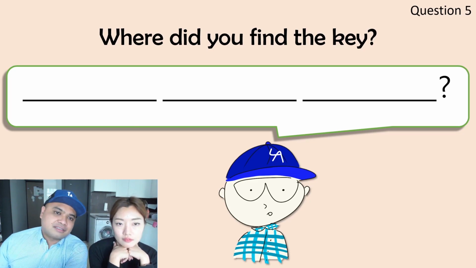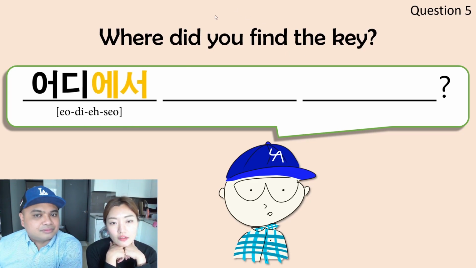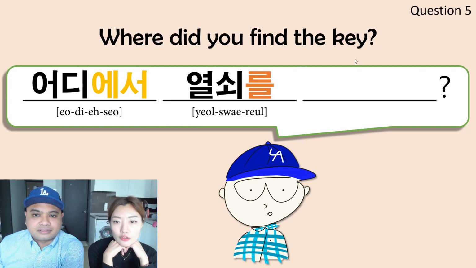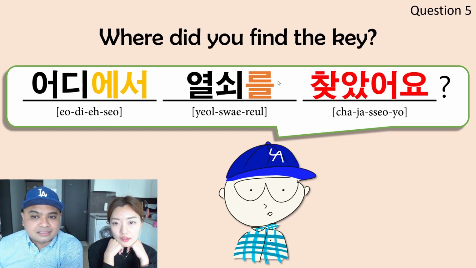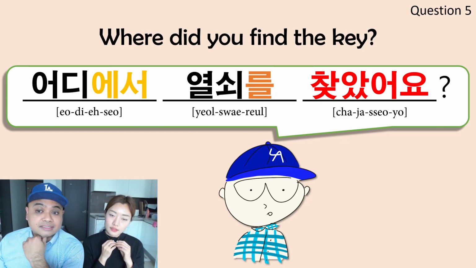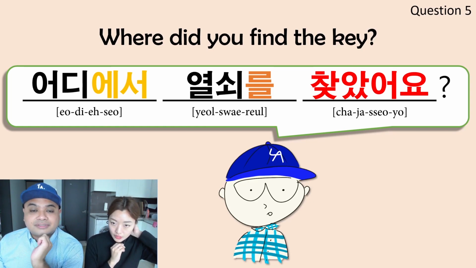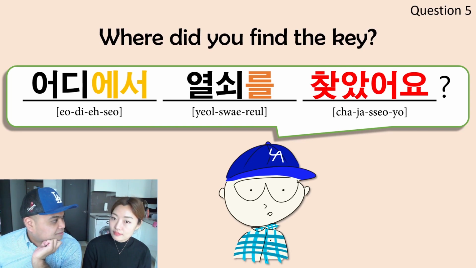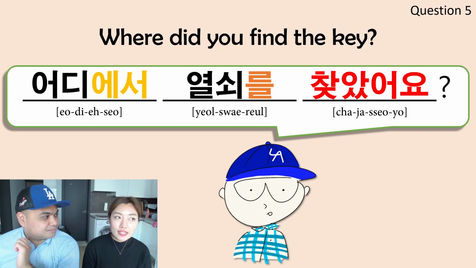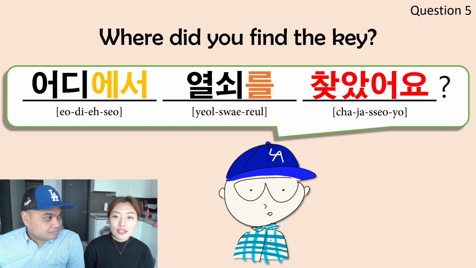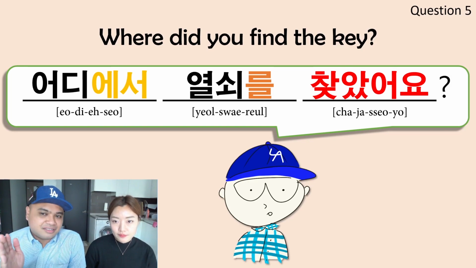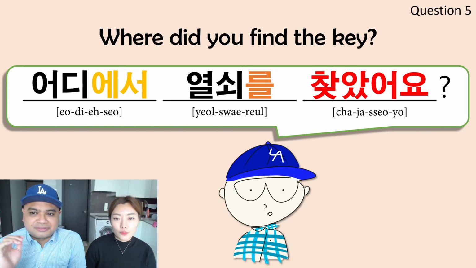Question number 5. Where did you find the key? And of course, 어디에서, the key, 열쇠를, did you find, 찾았어요. To find is 찾다. And then you want to say in the past tense, it's 찾았어요. So 찾다, 찾아요, 찾았어요.